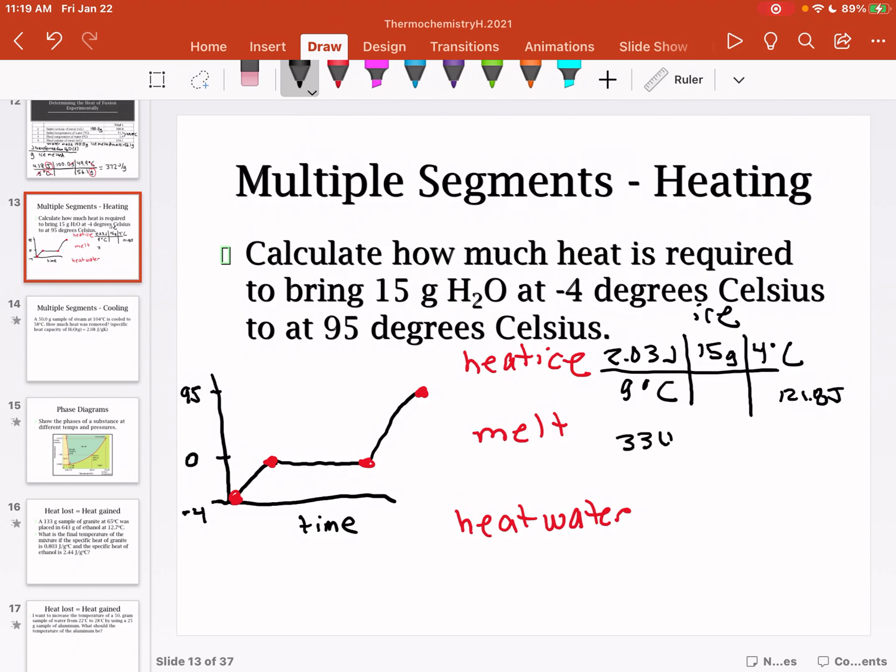And I use my heat of fusion, 334 joules per gram times 15 grams. Notice that there's no delta T. We're staying at 0. We're plateaued. So when I push those buttons, this guy ends up as 5010 joules. And so I'm now at this moment in time.